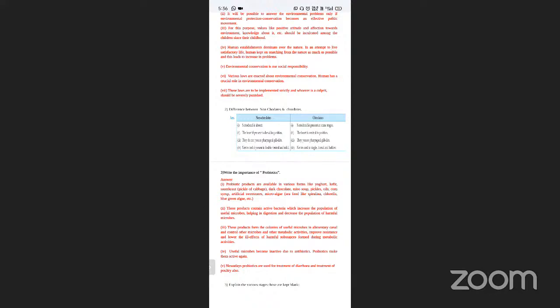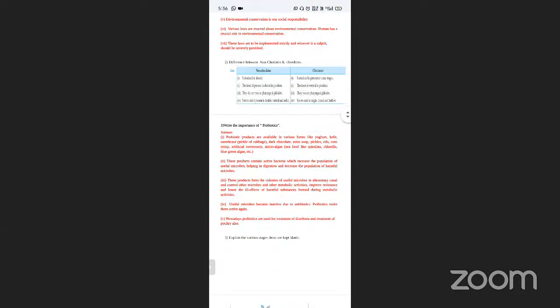In case of non-chordates, notochord is absent. In chordates, notochord is present at some stages. Second point, the heart, if present, is dorsal in position. In chordates, the heart is ventral in position. They do not possess pharyngeal gill slits. They possess the pharyngeal gill slits. Nerve cord, if present, is double, ventral, and solid. Here, the nerve cord is single, dorsal, and hollow. So this was the second question from question number 2B.